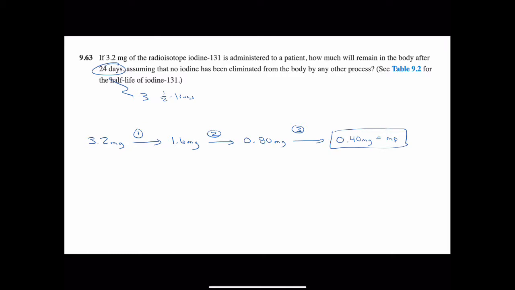And so you can solve these kinds of problems this way, but this method gets cumbersome once you get up to large numbers of half-lives. And that's why I think it's better to use the formula: the final mass is equal to the initial mass multiplied by 0.5 to the power of the number of half-lives.